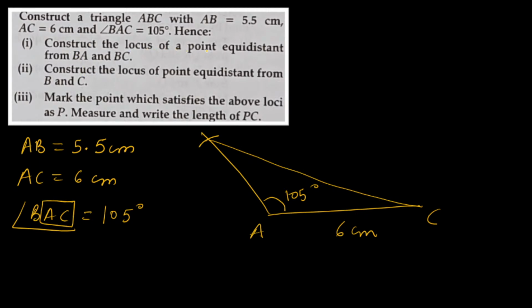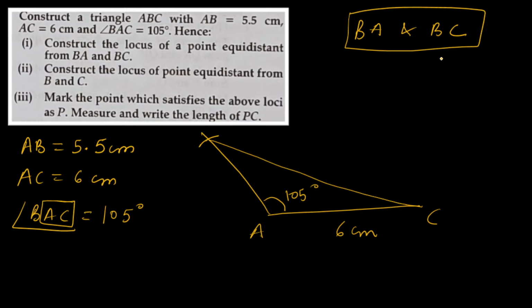Then construct the locus of the point equidistant from BA and BC, two line segments. Locus of the point which is equidistant from two line segments. What we have to draw? What is the locus of the point which is equidistant from two line segments? BA and BC are two line segments. I told you at the starting itself, if we have to draw the locus of the point which is equidistant from two line segments, that means what we have to draw?